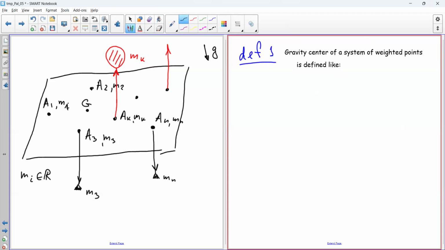So definition one: G is such a point that the sum of vectors G A sub I times M I equals the zero vector.